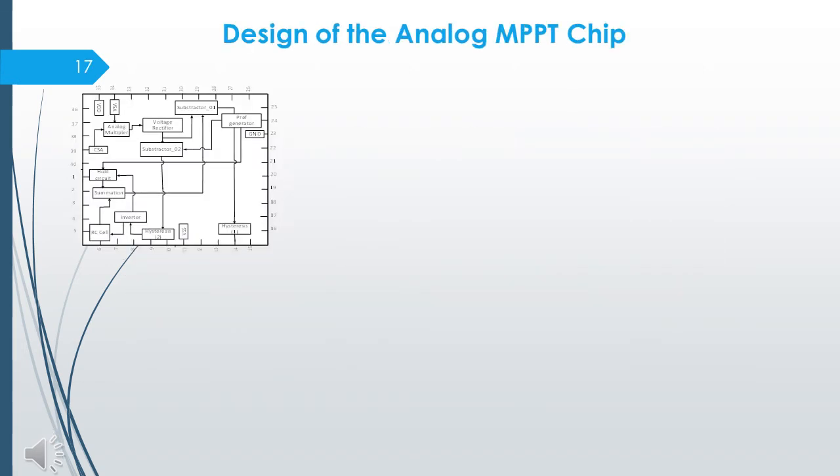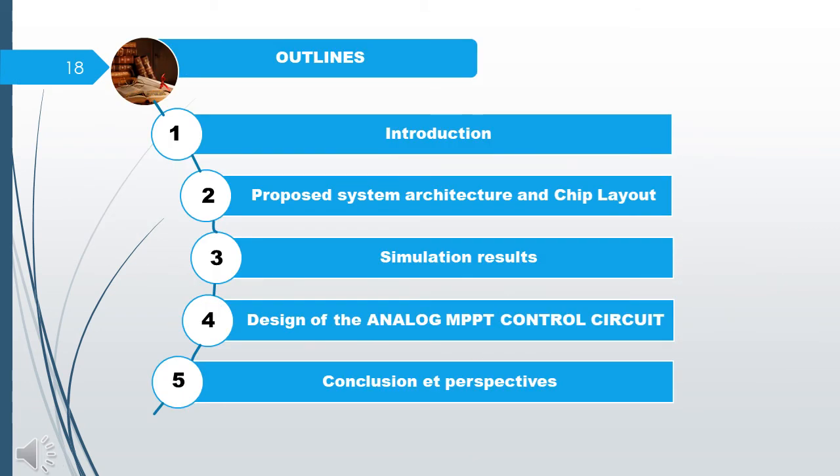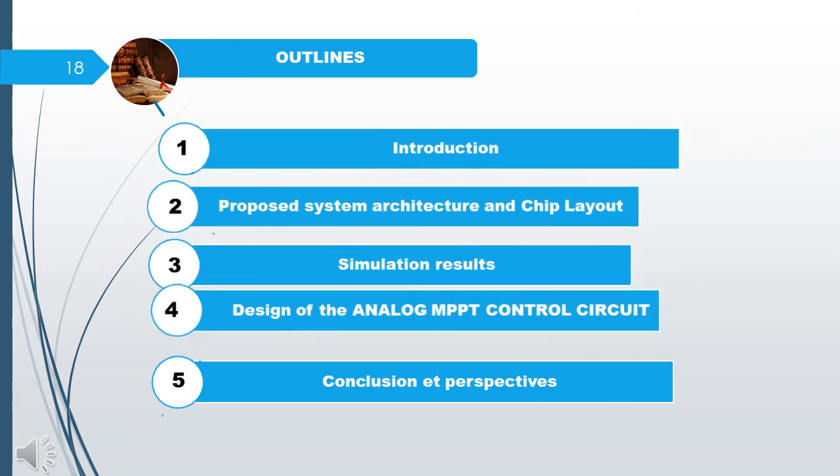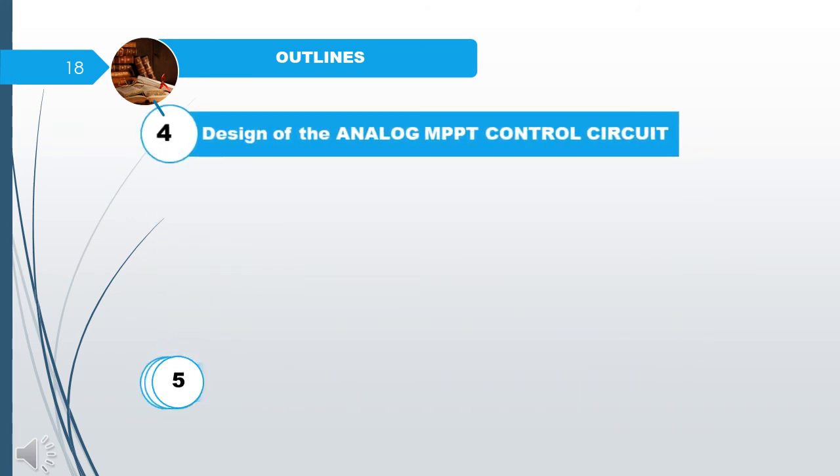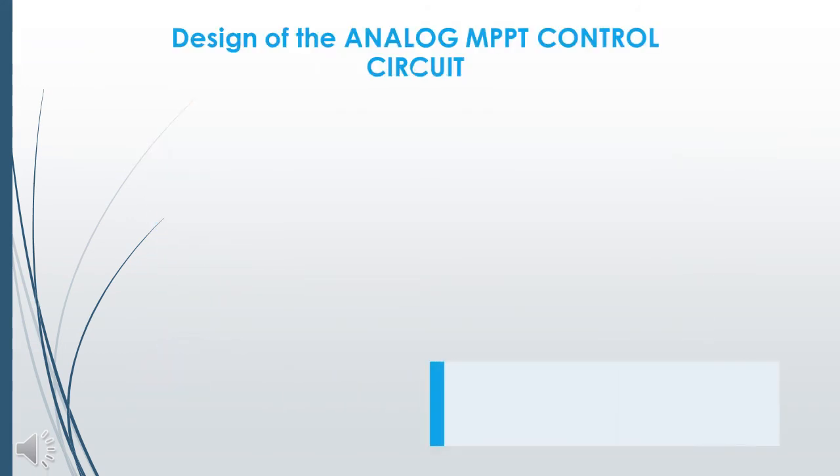For the design of the proposed new technique, an implementation of the different blocks under the Cadence environment has been developed. We move now on to the design of the analog MPPT control circuit. This IC is used in the implementation of the analog MPPT controller in order to attain a stable maximum power point of the solar array in a short time duration. The circuit layout is depicted in this figure.